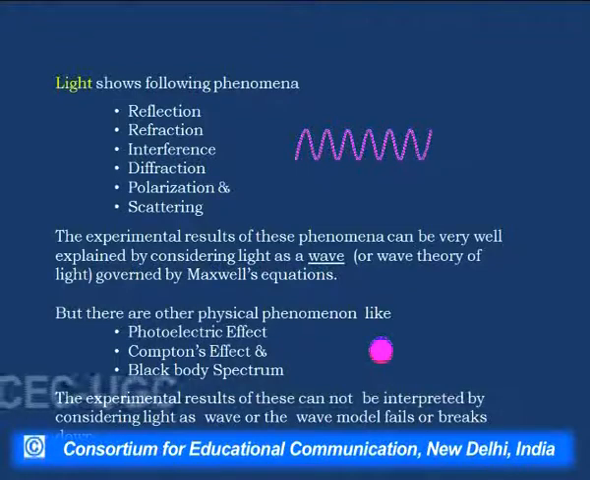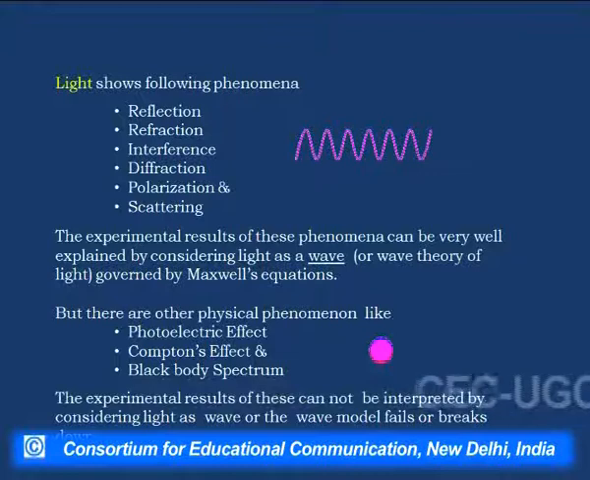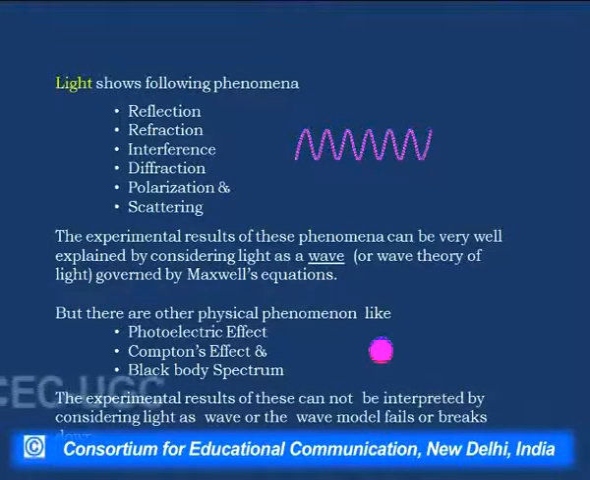The experimental results of all these phenomena can be very well explained by considering light as a wave, or the wave theory of light, governed by Maxwell equations. But there are other physical phenomena like photoelectric effect, Compton effect, and blackbody spectrum. The experimental results of all these cannot be interpreted by considering light as a wave, or the model fails or breaks down.